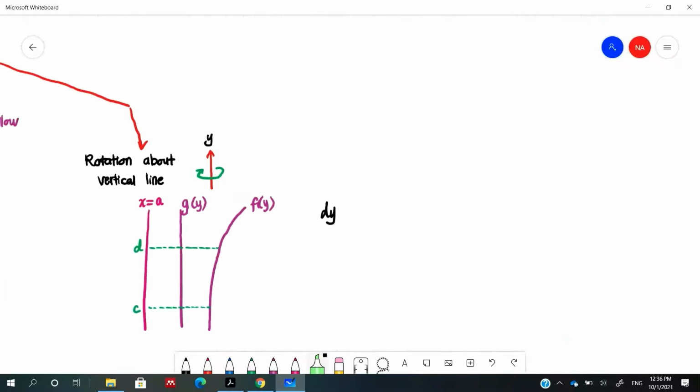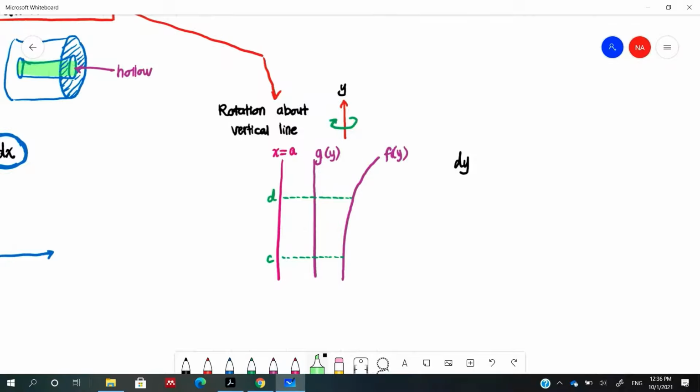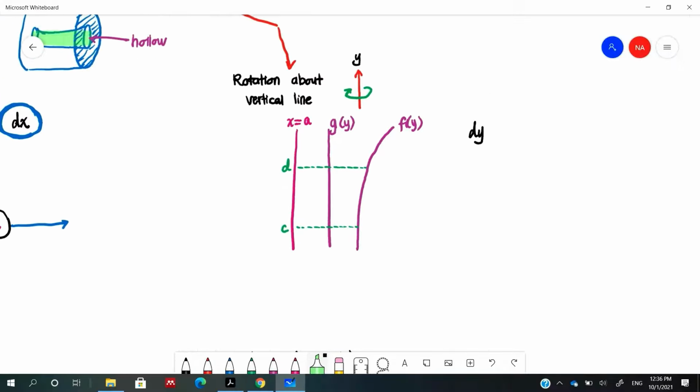For rotation about a vertical line, suppose we have this, and we want to rotate about x equals a, which is the axis of rotation. We rotate it, and it will be something like this.